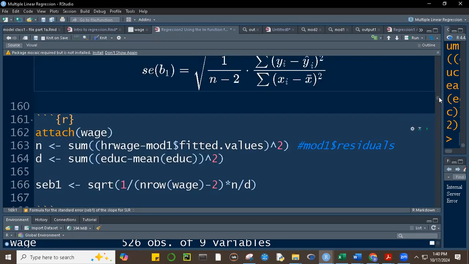Perform the formula, plus the square root of 1 over n minus 2. N is your number of rows. It's not good to put just the value 526. It's better to use n row of wage, and then minus 2, and then times n, then divide by d. So comment please, class, if you're getting 0.05 something.